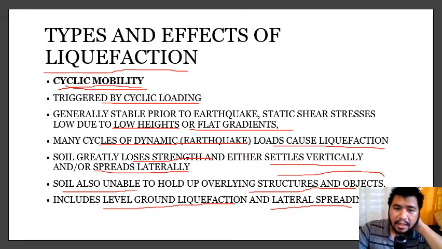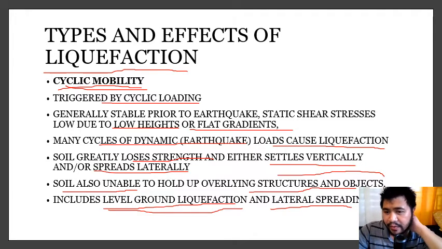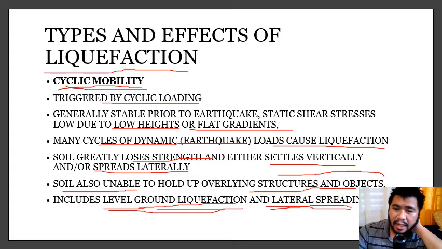And you have your two types: your level ground liquefaction, which is your classic liquefaction that occurs in your buildings and residential houses in flat areas. And you also have your lateral spreading. This one occurs in areas near your river banks or near coastal areas.